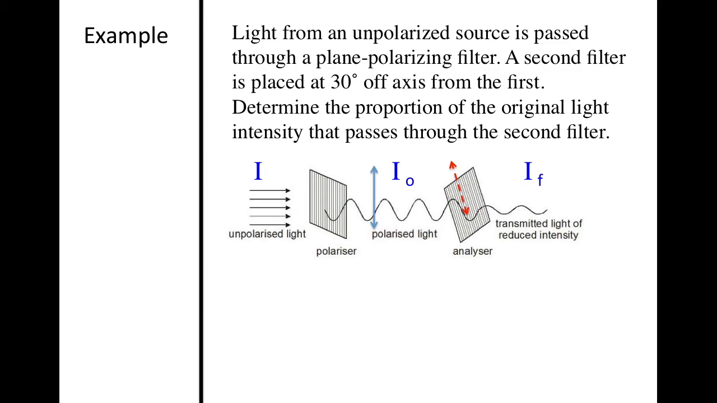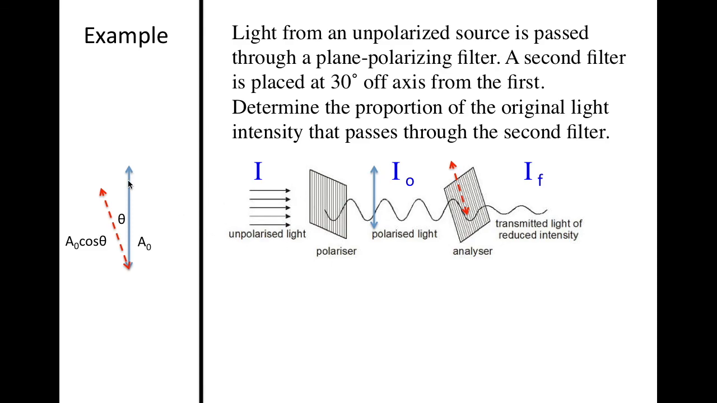Here is a picture of the situation that you're trying to solve. Over here on the left, we have the unpolarized light, and we will go ahead and term that as I. It will pass through the polarizer, which is the first filter, and you would get an intensity of I naught. This polarized light will then pass through a second filter, the analyzer, and we'll just say that that's I sub F for the final intensity. We want to find the proportion of the original light intensity that passes through the second filter.